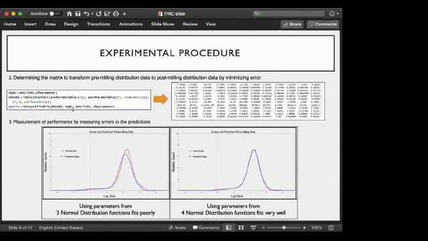2 trials were done. First, I tried with 3 normal distribution graphs, and second, I tried with 4 normal distribution graphs. And as you can see here, using only 3 normal distribution functions fits poorly, and using 4 normal distribution functions fits pretty well.